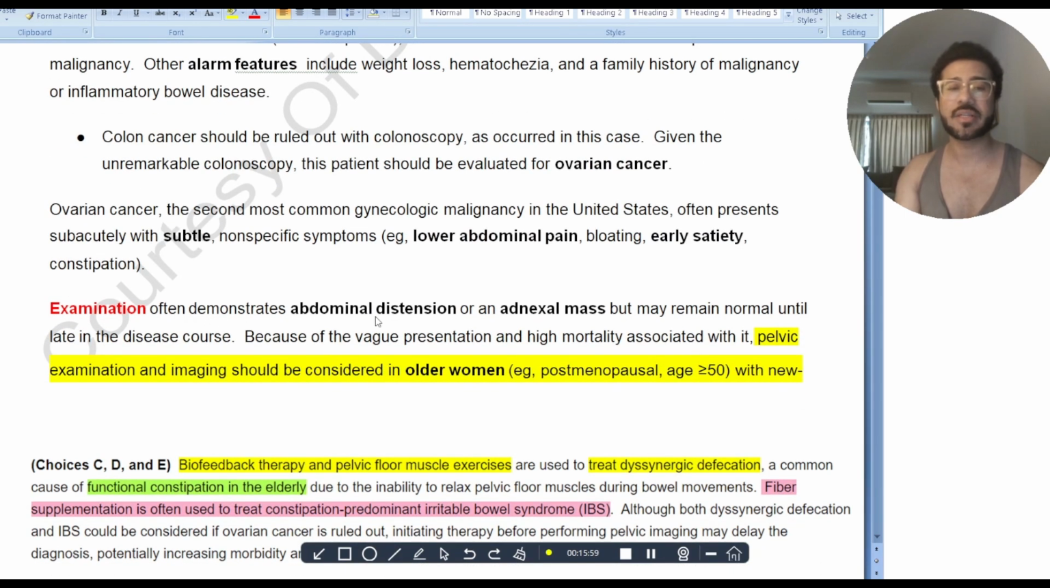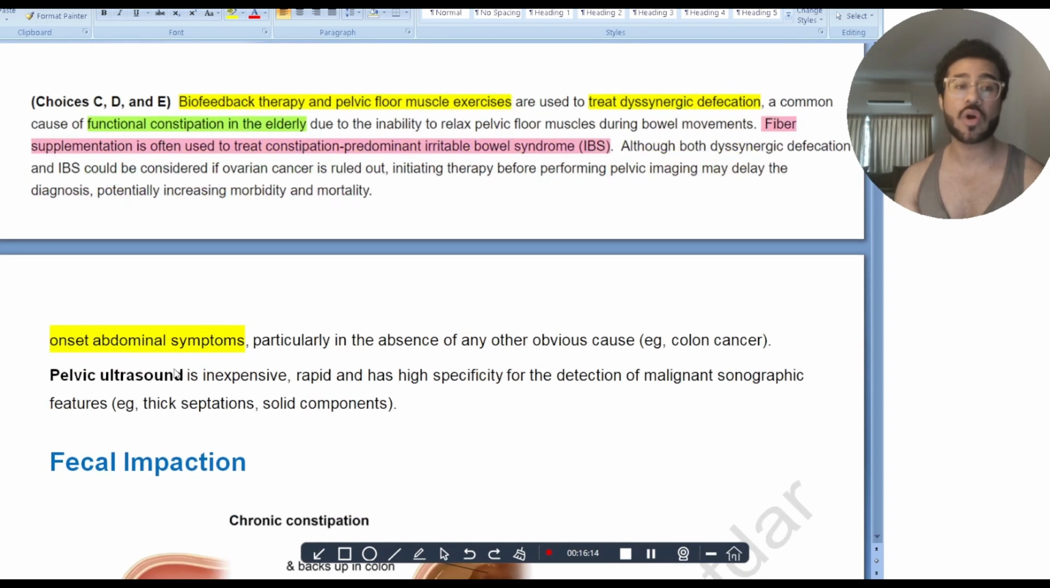Examination often demonstrates abdominal distension or an adnexal mass but may remain normal until late in the disease course. That is why I said the presentation is really vague. So a pelvic examination and imaging should be considered in an older woman with new onset abdominal symptoms. That is the takeaway point here.